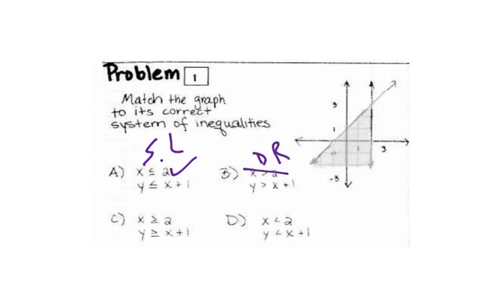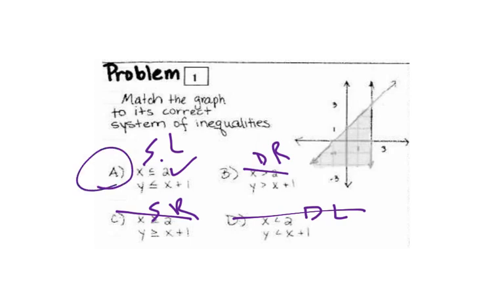Greater than or equal to 2 would have been solid and shaded to the right, no. Less than 2 would have been dashed and shaded to the left, no, because it was solid. That right there tells you your answer has to be A. So without actually graphing them, you can figure out what it is.